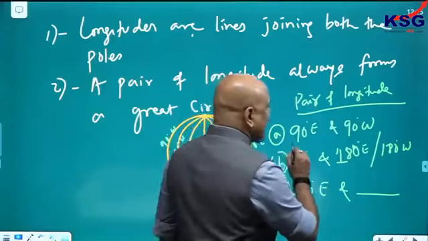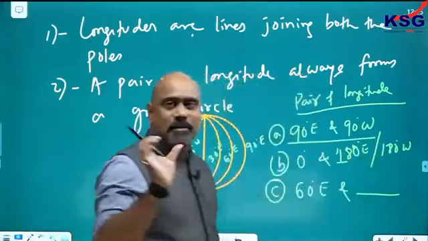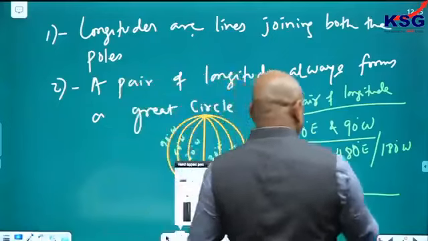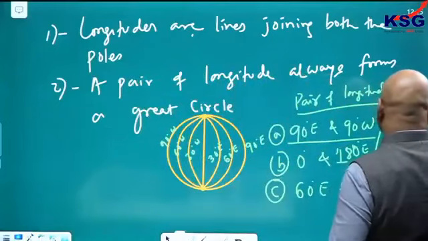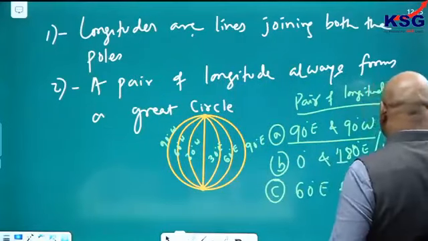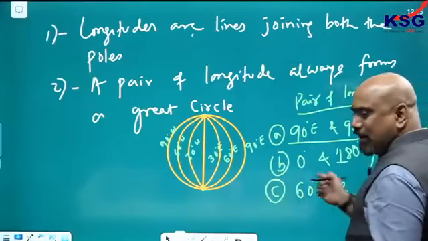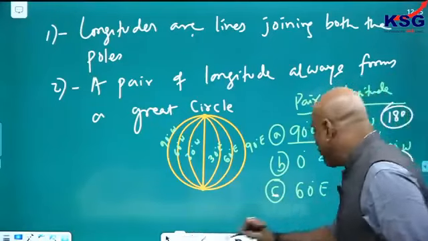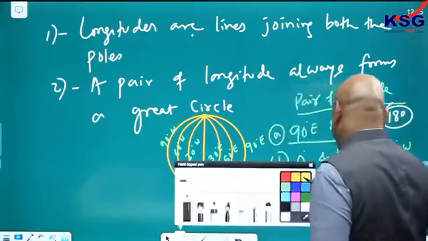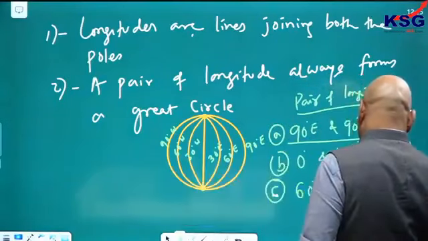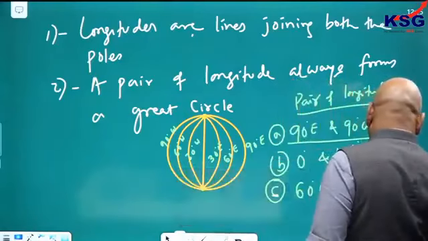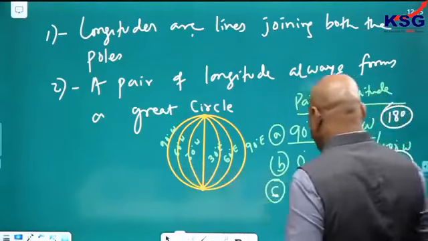What is the difference between 90 degree east and 90 degree west? The longitudinal difference is how much? It will be 180 degree difference, 0 to 180 degree difference. Now 180 minus 60, what will be there? So it will be 120 degree west. That's why we will have 180 degree of difference. Are you getting this?